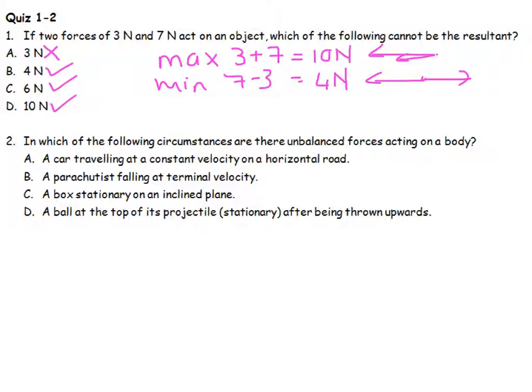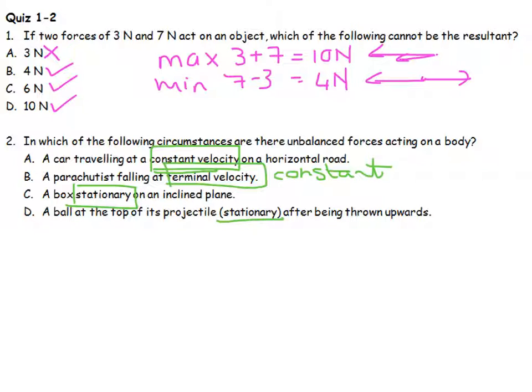In which of the following circumstances are there unbalanced forces acting on a body? So here the car is traveling at constant velocity. Constant velocity means all forces are in balance on a flat road. A parachutist is falling at terminal velocity. We have learned that terminal velocity is a constant velocity, so therefore we have got no unbalanced forces. A box is stationary, no unbalanced forces.